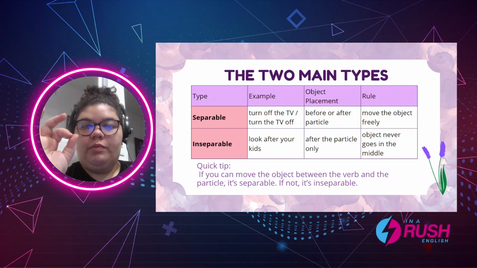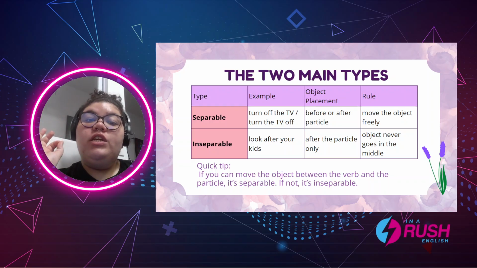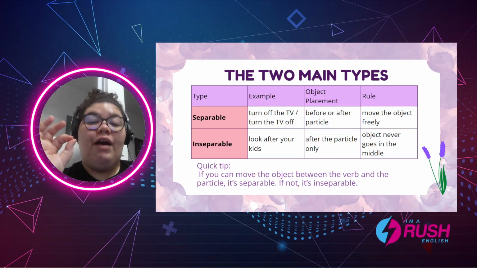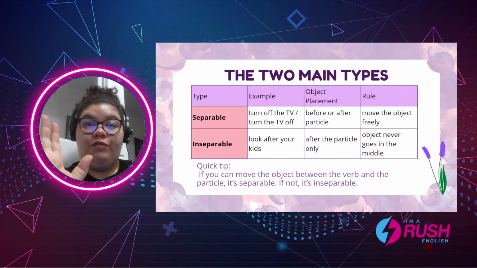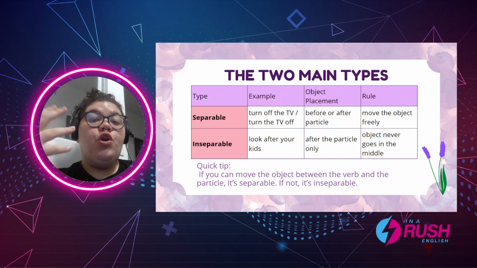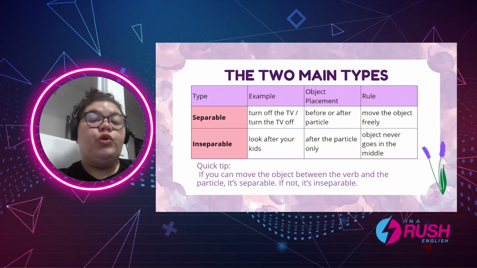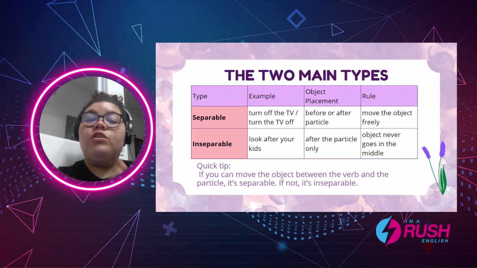Inseparable phrasal verbs, the ones you cannot move. The object is always at the end of the sentence. Look after your kids. It's never look your kids after. That is totally wrong. So look after is the phrasal verb. Your kids is the object. So look after your kids. Always like this. After the particle only.